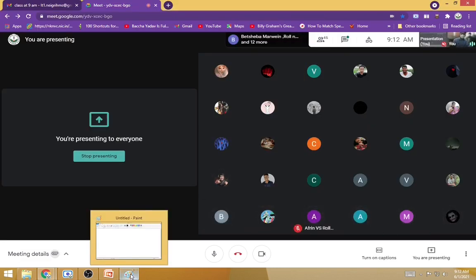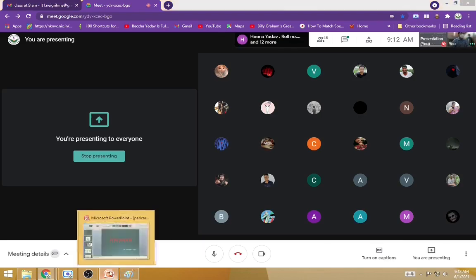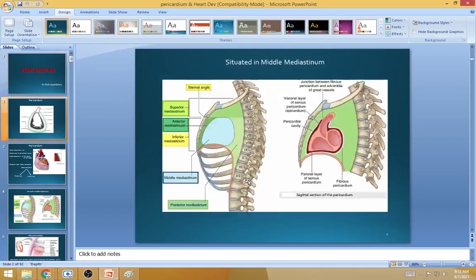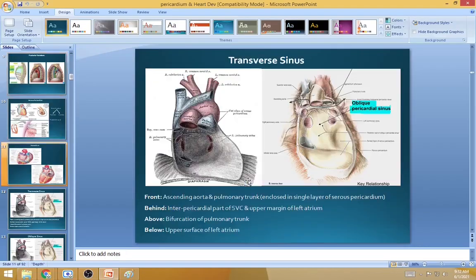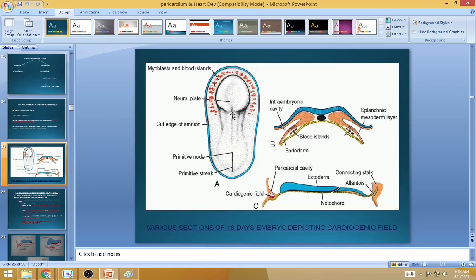Yesterday we saw something about the pericardium. So today we will be starting with the development of the heart. When you look at this picture directly, it won't be possible to touch each and every aspect. So only the main aspects and the concept I would like to finish in the class today.